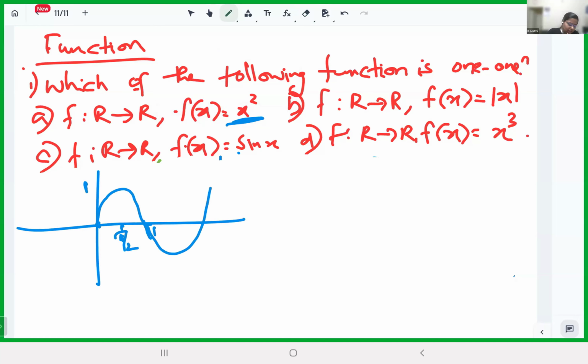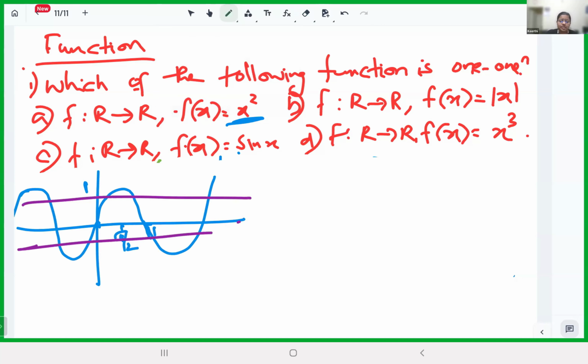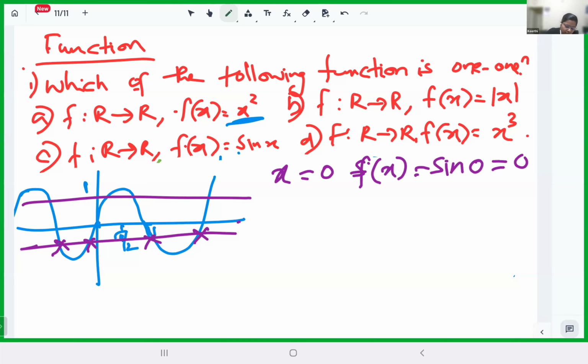Now if you construct horizontal lines like this, you can see that it is intersecting in many points, right? Here also you can see an intersection, here also, and here also. So there are many points of intersection. So we can say that it is touching in more than one point. So it is not 1, 1. Or else, if x is equal to 0, what can you say about f of x? That is nothing but sin 0, that is equal to 0. And if x is equal to pi, then what can you say about f of x?